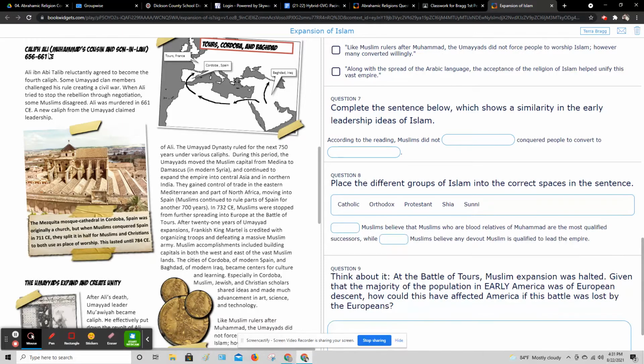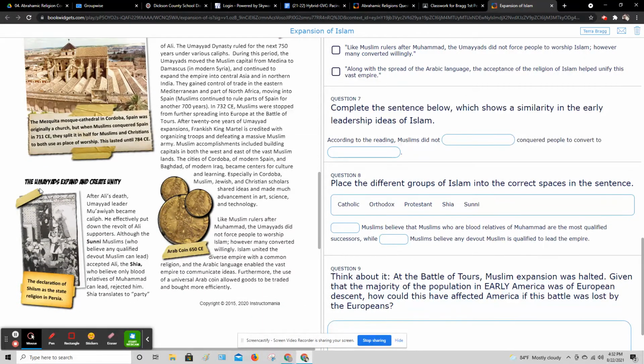So Caliph Ali, who was Muhammad's cousin and son-in-law, led from 656 to 661. So leaders aren't leading a very long time, if you're noticing. Ali ibn Abi Talib reluctantly agreed to become the fourth caliph. Some Umayyad clan members challenged his rule, creating a civil war. When Ali tried to stop the rebellion through negotiation, some Muslims disagreed, and Ali was murdered in 661. A new caliph from the Umayyad claimed leadership.